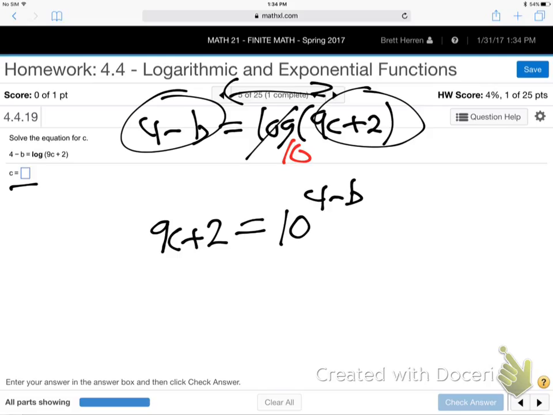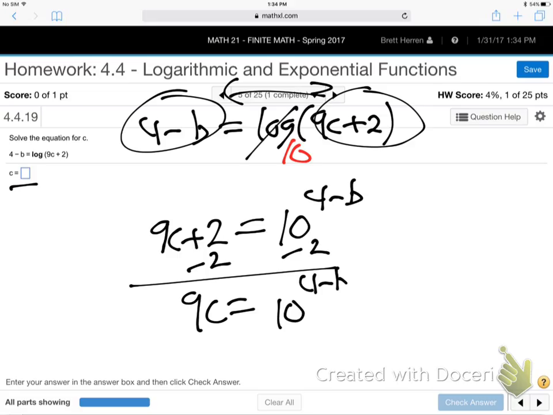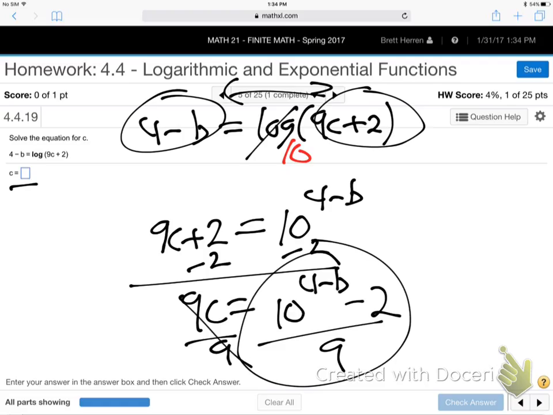Now it's just a matter of they're asking me to get c alone, right? From the beginning they said solve for c. So subtract 2. 9c equals 10 to the 4 minus b. You can't go 10 minus 2 is 8 there, can you? Because the 10 has a funny power on it. And then divide by the 9. There we go. There's our answer. That's what MyMathLab wants you to type in, which is a little messy.